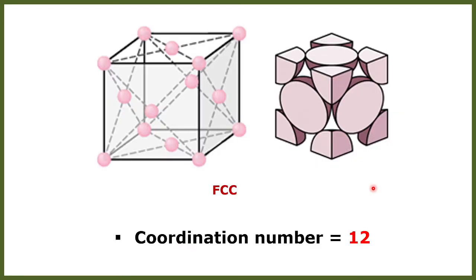And then the coordination number for FCC. Imagine an atom at the center. For each atom, the number of atoms connected to it is 12. For example, for this atom, 1, 2, 3, 4, 5, 6, and then the other side is another 6. So we get 12 atoms for the coordination number.